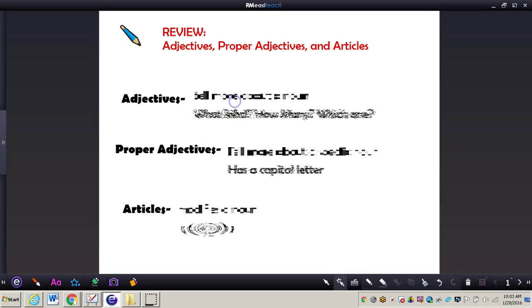First of all, adjectives, pretty obvious there. They tell more about a noun. They answer the questions what kind, how many, which one, concerning the noun it's talking more about or telling more about. Proper adjectives tell more about a specific noun, and it is important to know that these proper adjectives do have a capital letter. Just like proper nouns have a capital letter, proper adjectives have a capital letter as well.